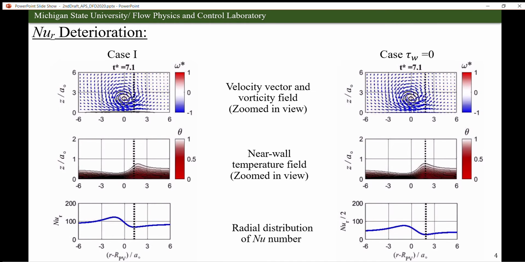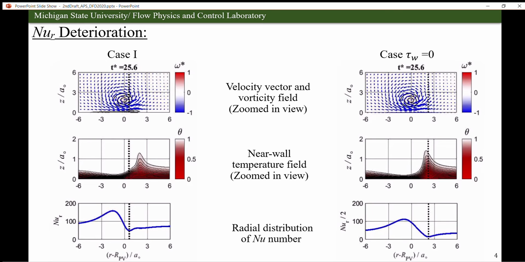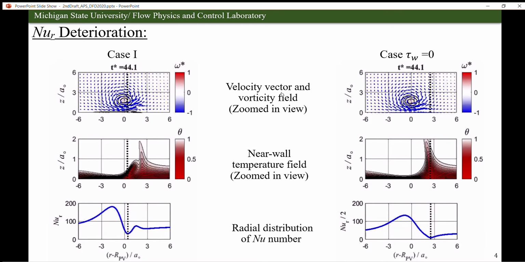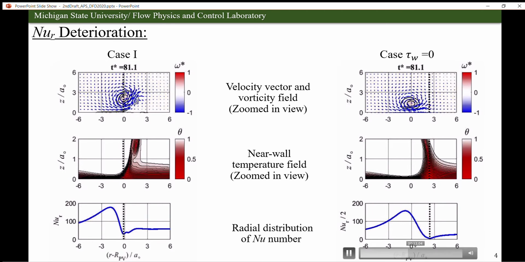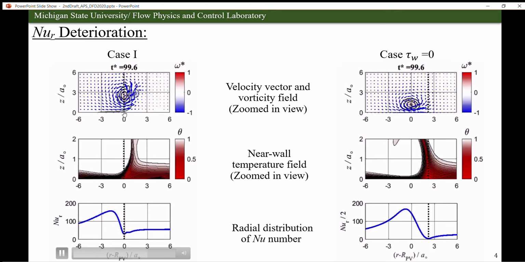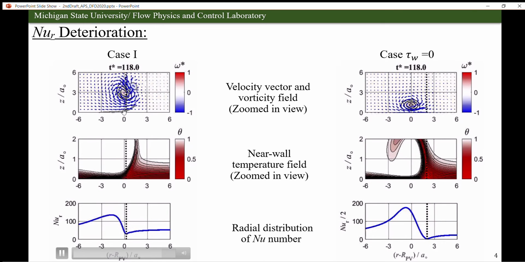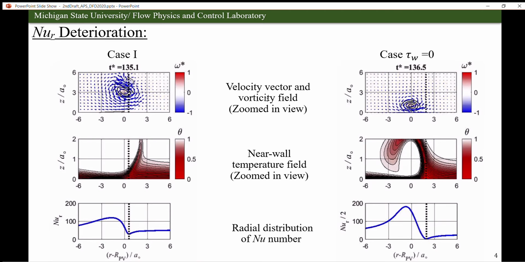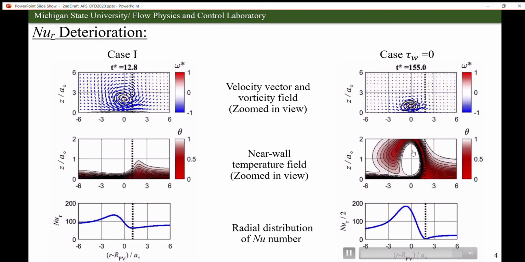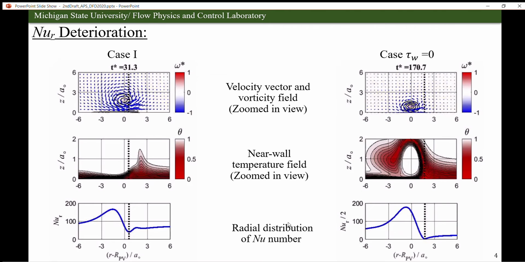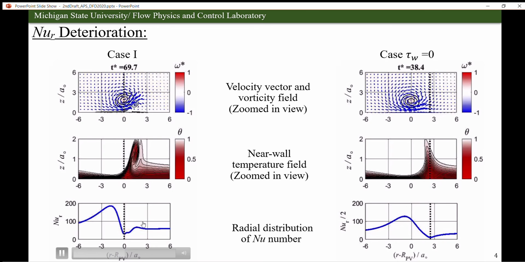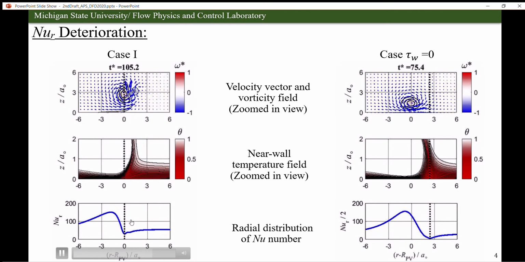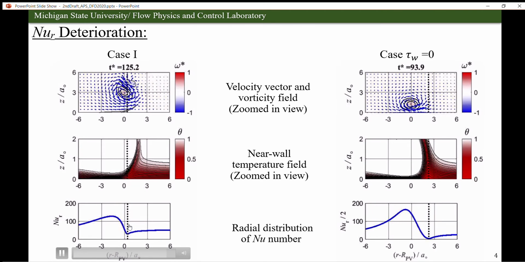After we did the simulation, as you can see here, we got these two videos, and all the coordinates I will show are related to the core radius. We can see here the velocity vector and the vorticity field, the temperature field right here, and the line plot is the radial distribution of the Nusselt number. The Nusselt number exhibits a maximum on the downward side of the vortex and a minimum on the upward side for both cases.